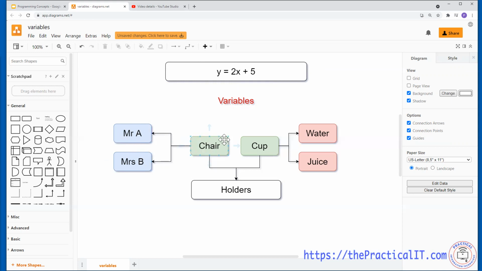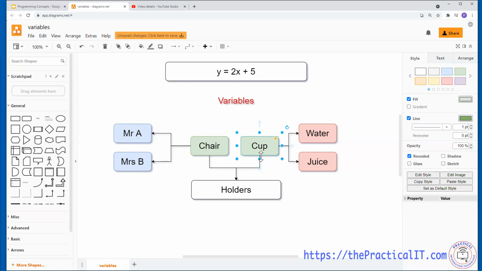So we have the item, which is a chair, and then that is going to be holding different things. In this particular case, the variable is what or who is going to be sitting on the chair, and the chair is simply a placeholder for whoever is going to be on it. Since it is not fixed that a specific person is sitting on it, unless in some circumstances, the chair is just a placeholder. So when we are talking about the chair, we are referring to whoever the chair is going to be occupied by. The same thing applies to the cup.